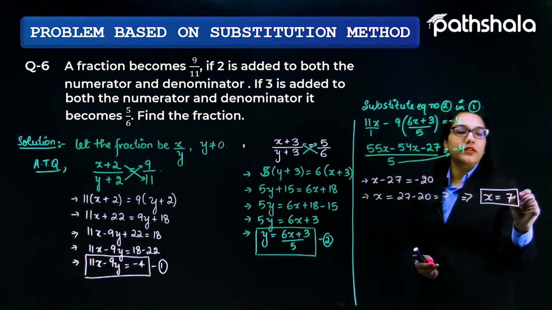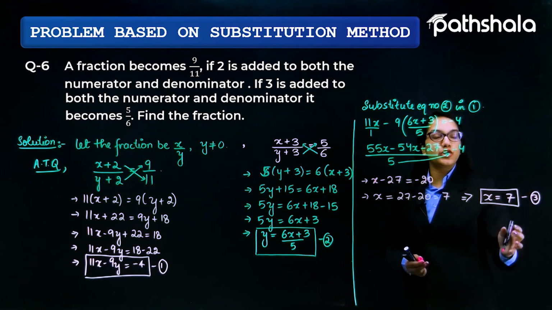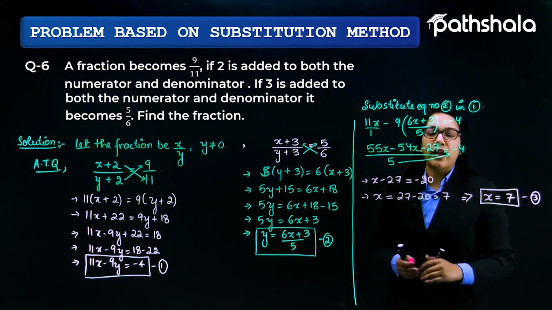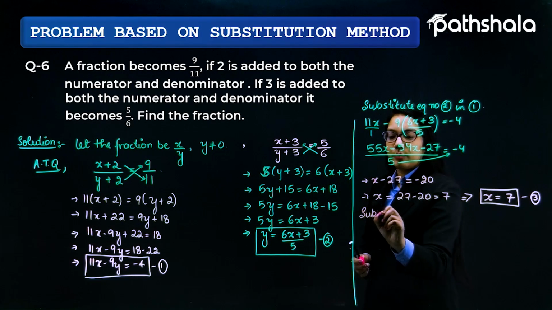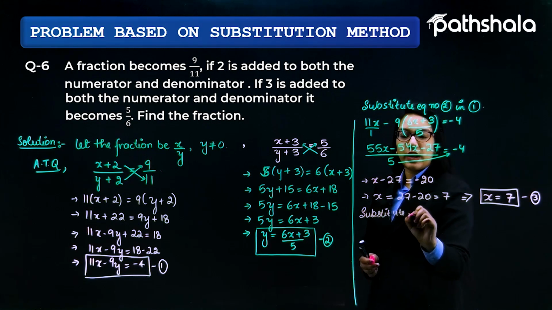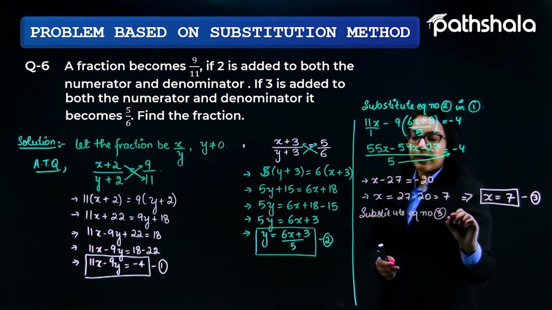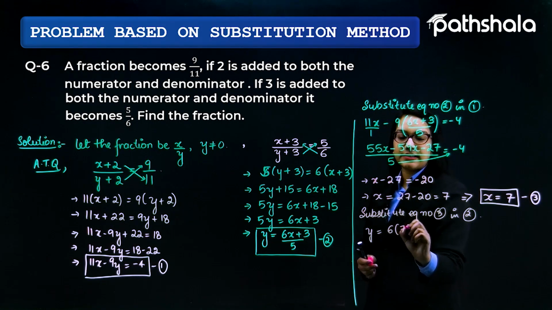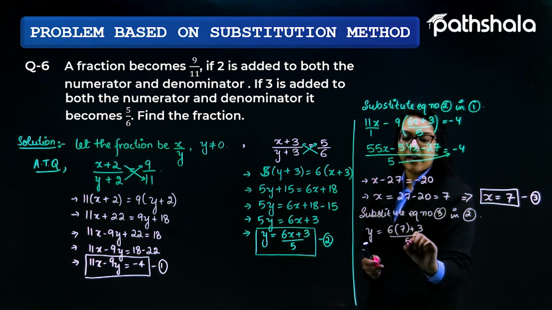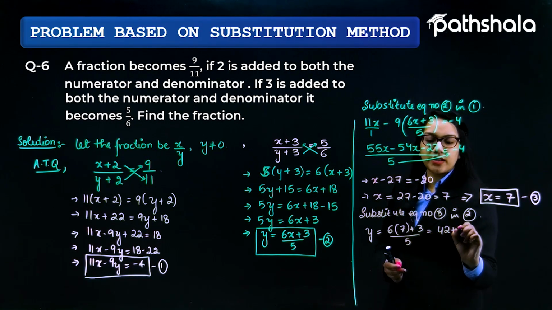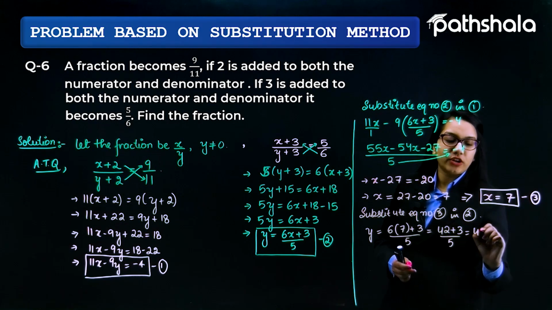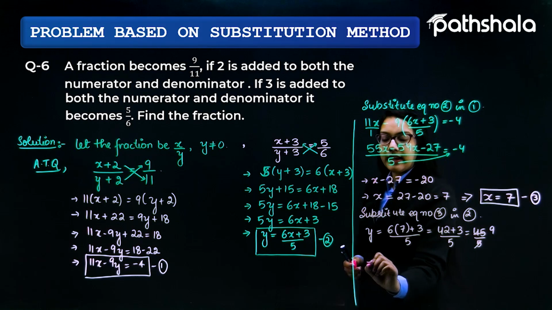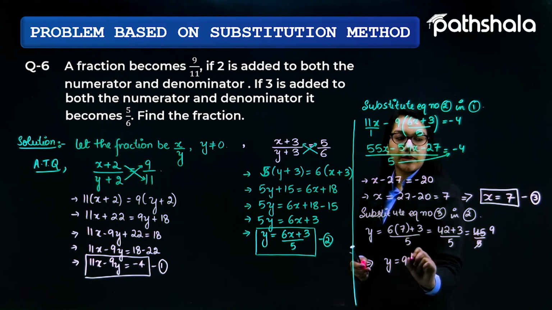So let us suppose I am calling this equation the third. Now let's substitute x as 7 in equation number 2 in order to get the value of y. So the next step would be to substitute equation number third in the second. So the value of y would be 6 into x, x is 7, plus 3, divided by 5. So 6 into 7 is 42 plus 3 is 45, divided by 5, and this would be nothing but 9. So at the end, we are getting y as 9.